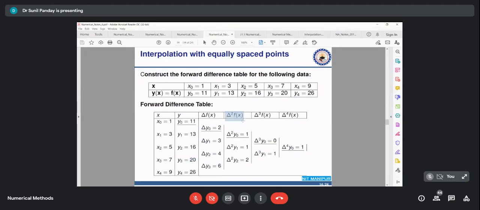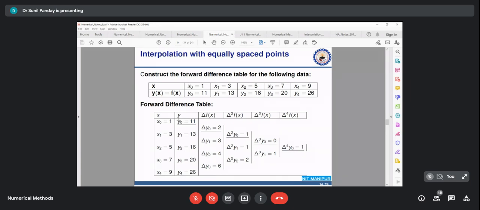Now to get the second order difference, what we do, the second order difference, delta squared of y0, is simply these two values subtracted. 3 minus 2 you will get 1, and 4 minus 3 you will again get 1, and 6 minus 4 you will get 2. And then the third forward difference of y0, you subtract these two, you will get 0. And then the third forward difference of y1 is 2 minus 1, you will get 1. And the fourth forward difference of y0 is 1.